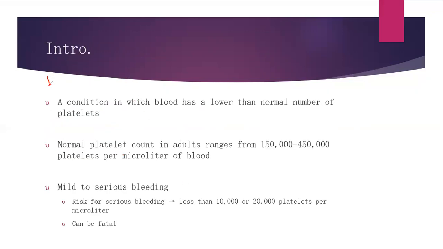So if we introduce or define thrombocytopenia, it is a condition in which the blood has lower than normal number of platelets. The normal range of platelets is 1,50,000 to 4,50,000 per microliter. This is the normal range of the platelet. When the platelet count decreases from this, that becomes thrombocytopenia. Then there are a lot of conditions that may be either mild, moderate, or severe thrombocytopenias.